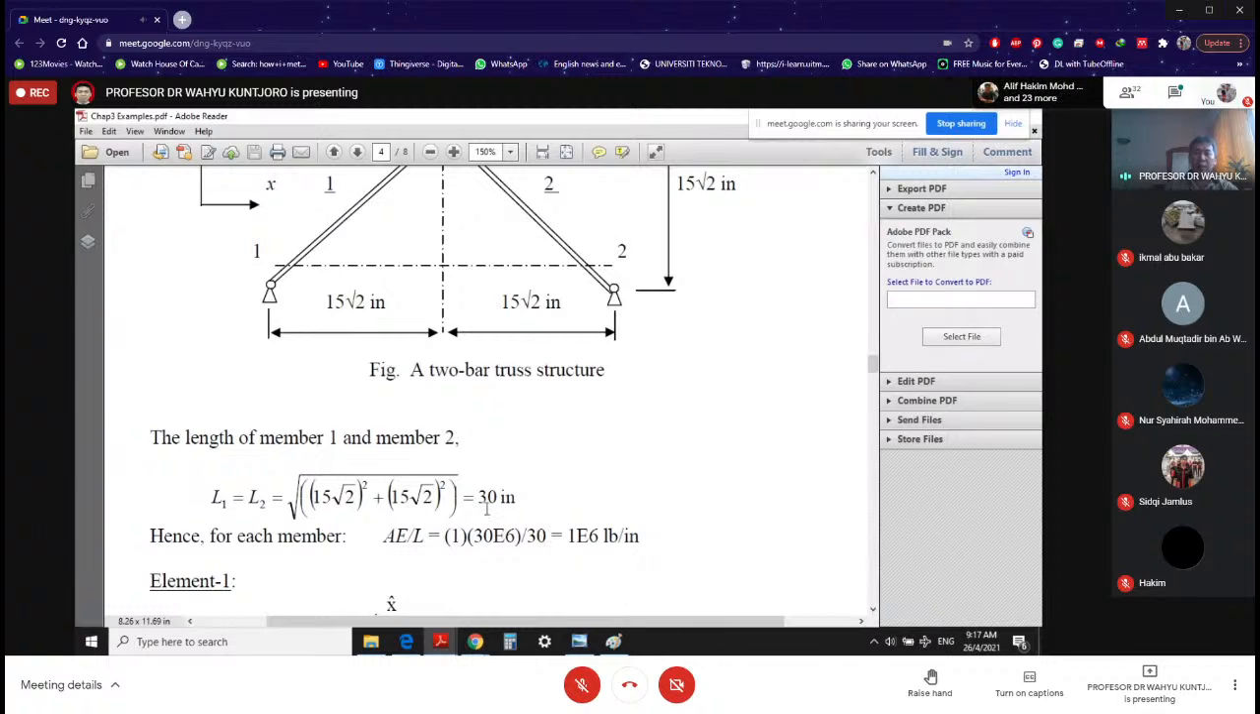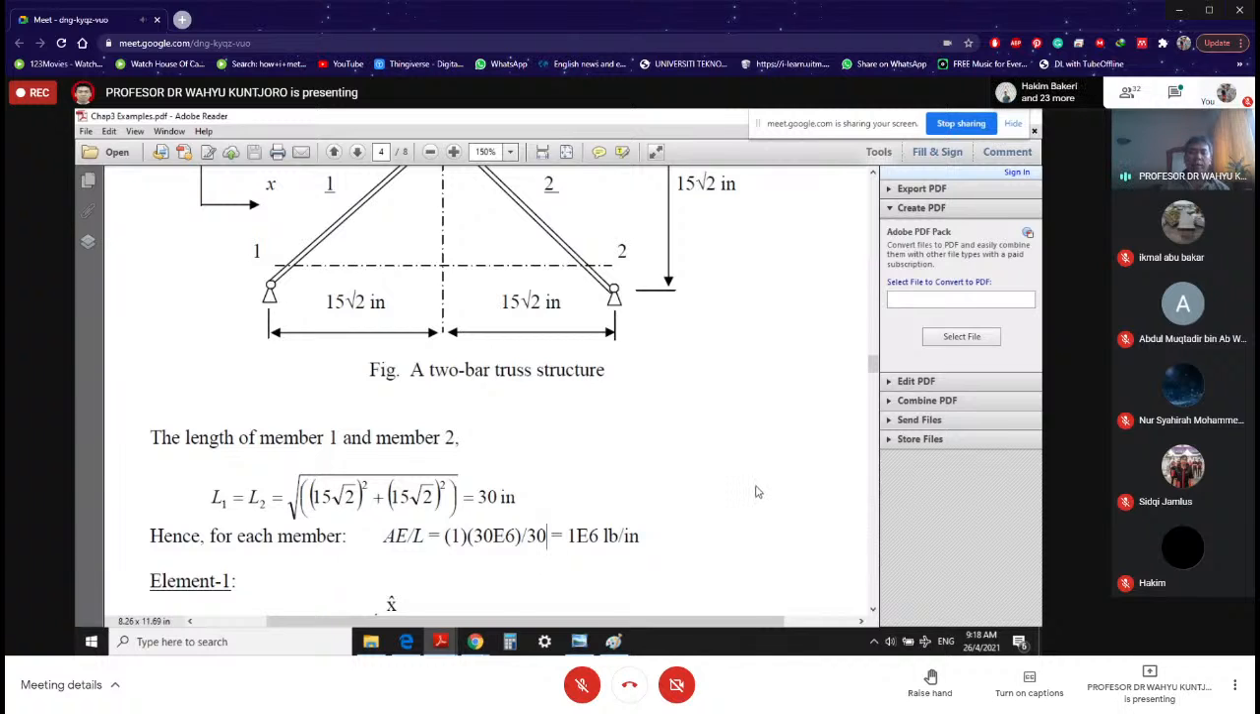By the way, you need AE over L. Okay, that's AE over L. You need it there because, of course, we will have AE over L inside our equation. So simply A multiplied by E divided by L. This L here is, of course, the length of the element, which is going to be 30.